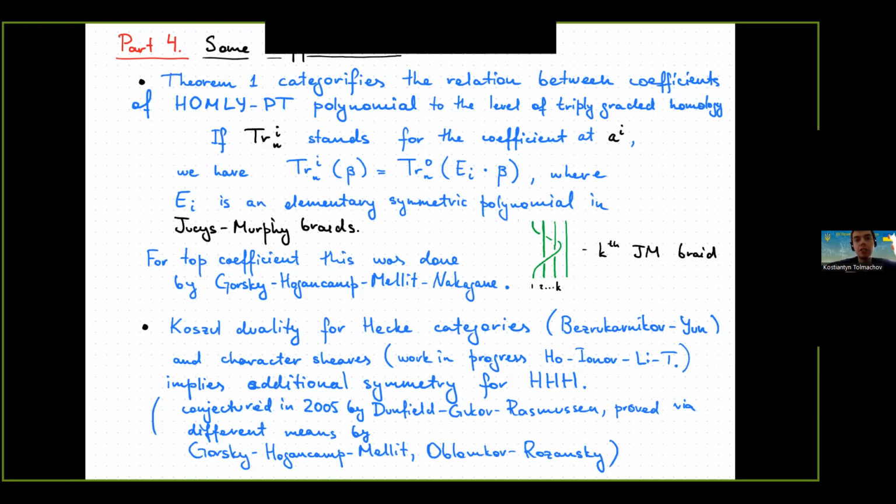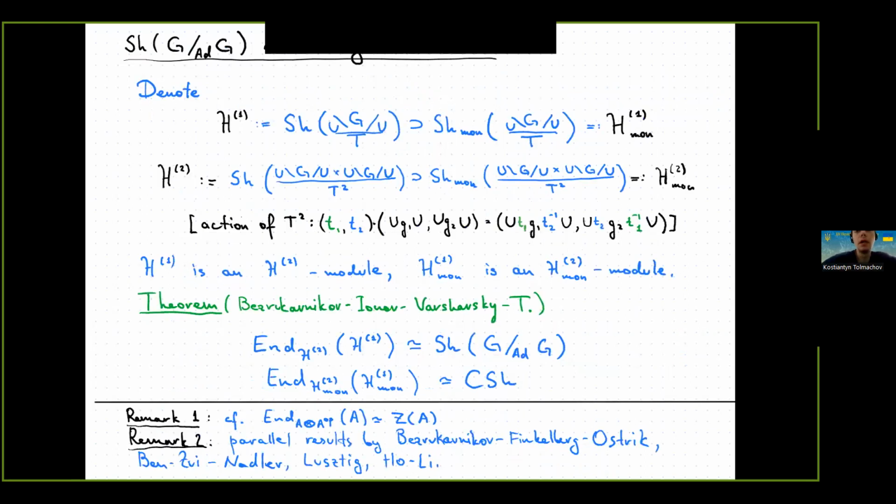And this was conjectured in 2005 by Dunfield, Gukov, and Rasmussen. And since then, different proofs have appeared in very different settings. So Gorsky, Hogancamp, and Mellit proved it via algebraic means, and Oblomkov and Rozansky in their matrix factorization work. So let me say a few words about how it is done.